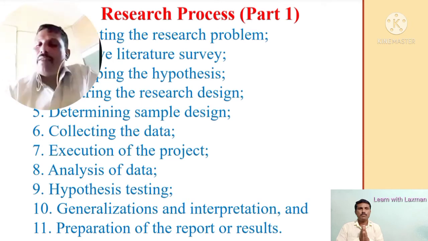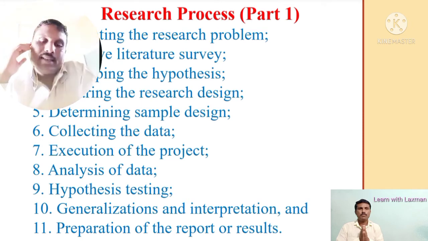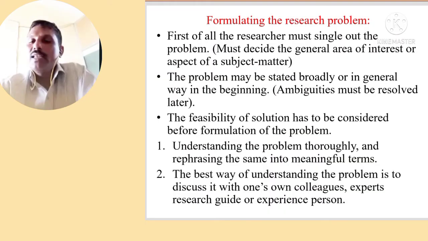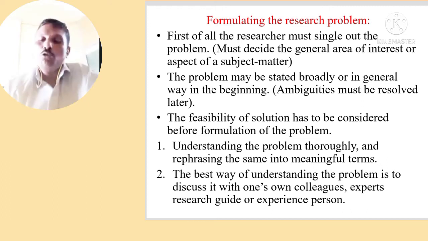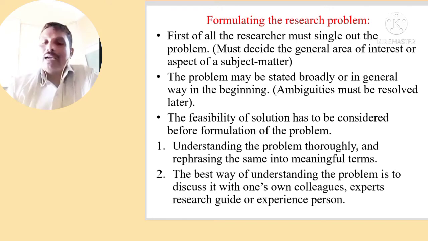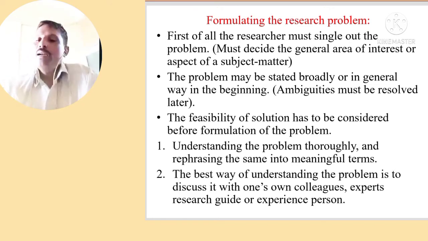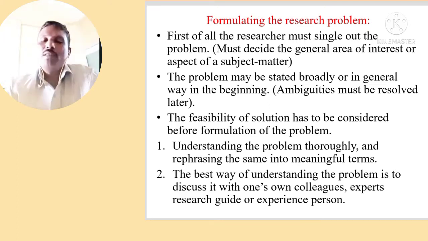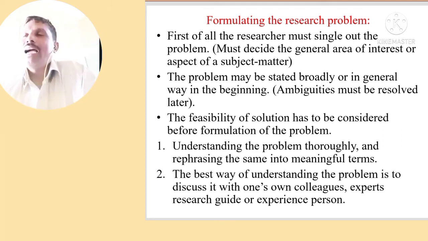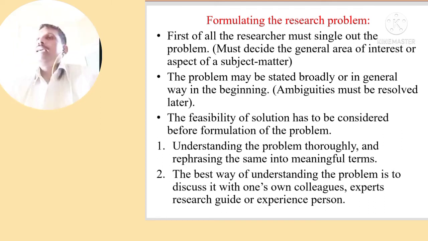The first step that we are going to discuss here is formulating the research problem. How is the research problem formulated? The first thing that a researcher has to do is single out the problem. Single out means you just have to find out the problem. To understand, the researcher must decide the general area of interest or aspect of the subject matter, that is, singling out the problem. You have to single out the problem.